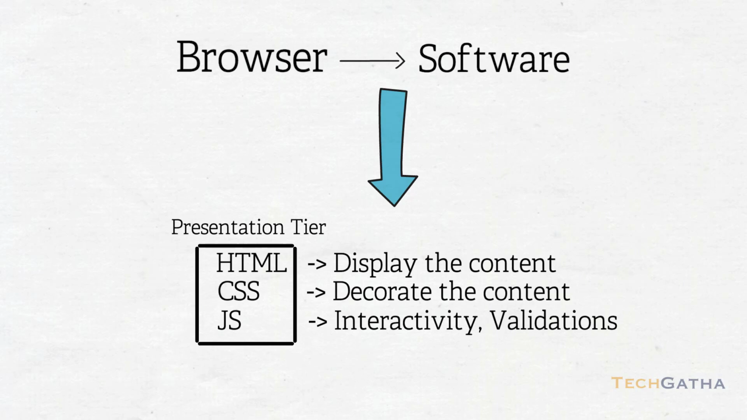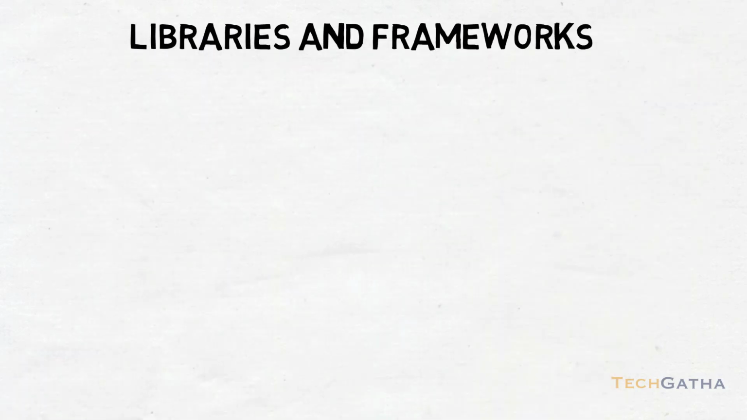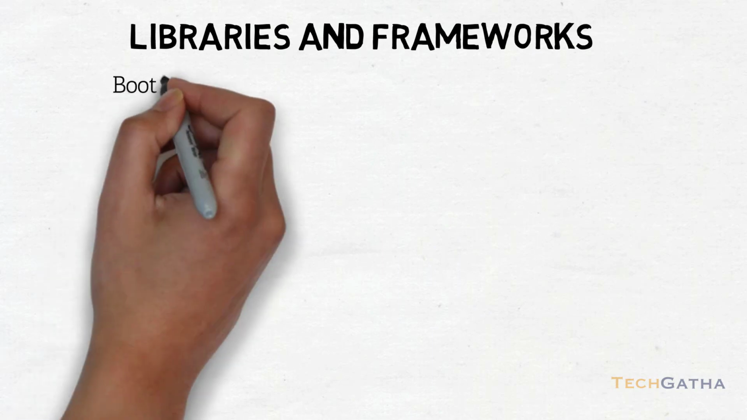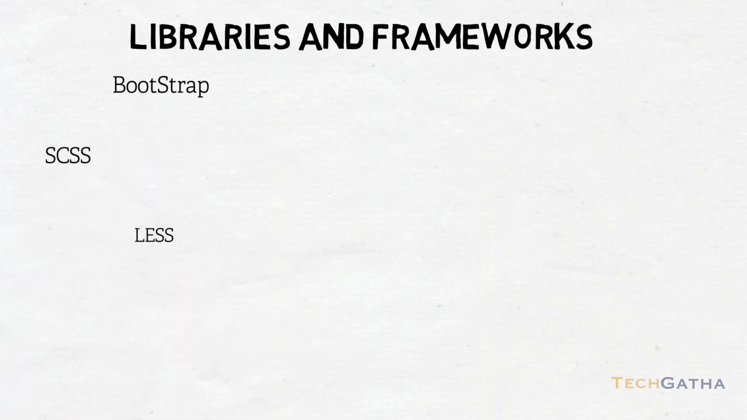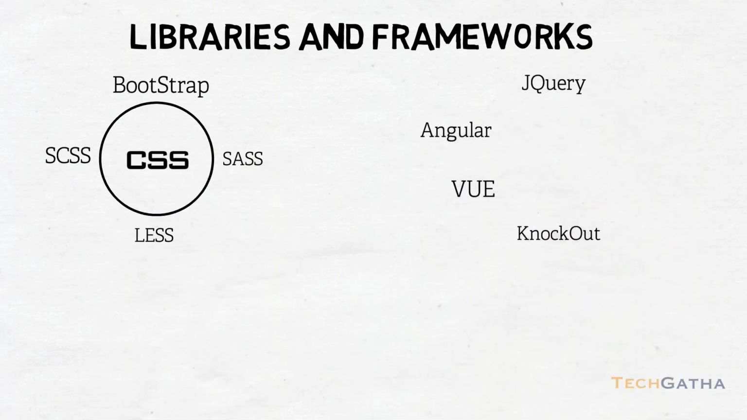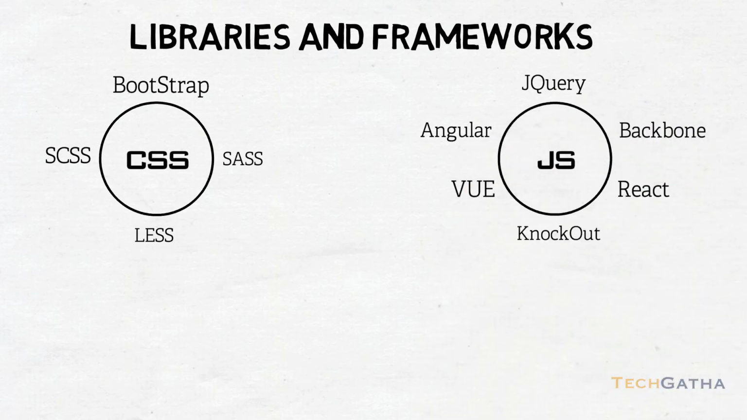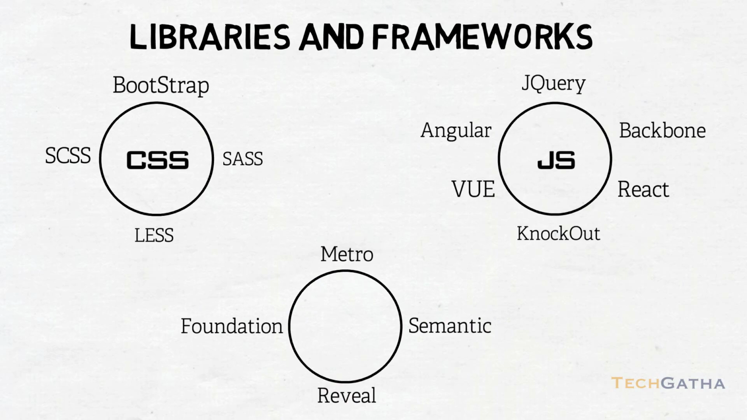To ease and speed up the development process, we have various libraries and frameworks built over HTML, CSS, and JavaScript. Bootstrap, SCSS, Less, and Sass are a few of the libraries built over CSS. jQuery, Angular, Vue, Knockout, React, Backbone are built over JavaScript. Metro, Foundation, Reveal, Semantic, to name a few, are the libraries built over HTML, CSS, and JavaScript.